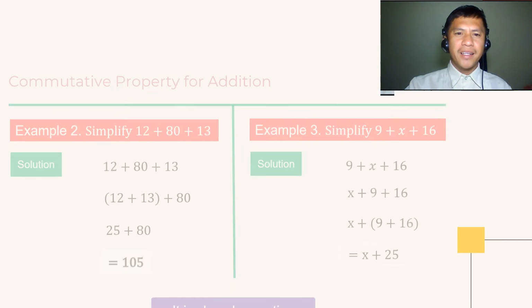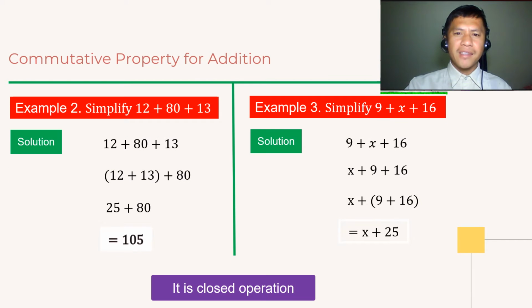Another example, if we are asked to simplify these three numbers, 12, 80, and 13, we can rearrange the order of the numbers. We can add smaller numbers such as 12 and 13. Applying the PEMDAS rule, so 12 plus 13 is 25, bring down 80. So 25 plus 80, the result is 105.